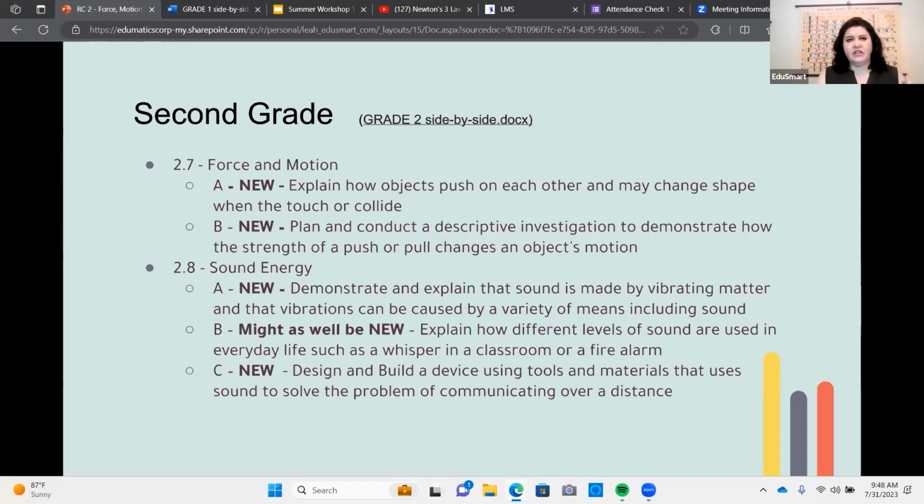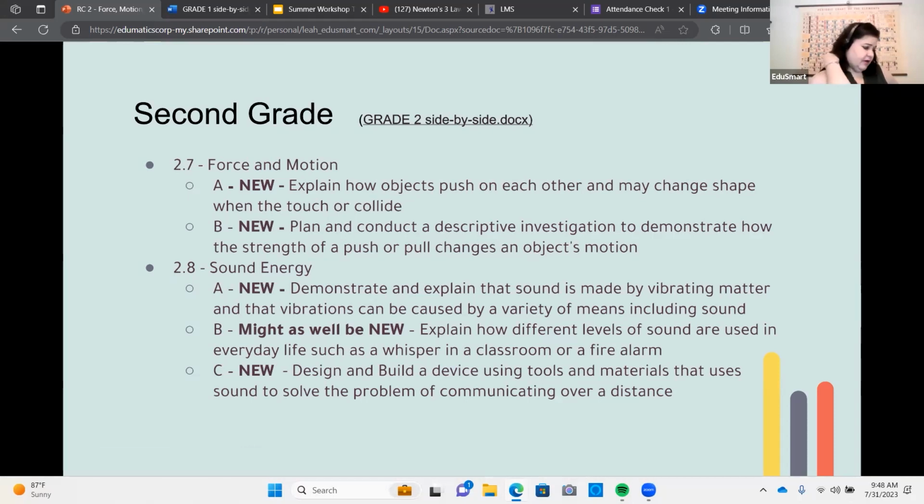So hopefully already you can tell, even though we are going into more rigor, it is better aligned, and we are building a solid foundation for Newton's laws. So it is much more condensed. We're not quite all over the place like it used to be, but it's very rigorous and kind of hard understanding. And they're being asked to do a lot when they plan and conduct descriptive investigations.